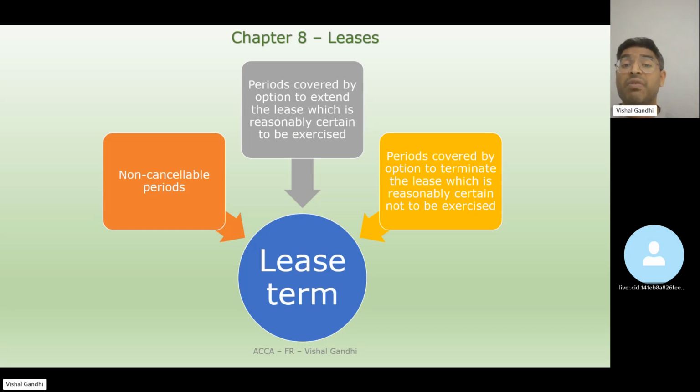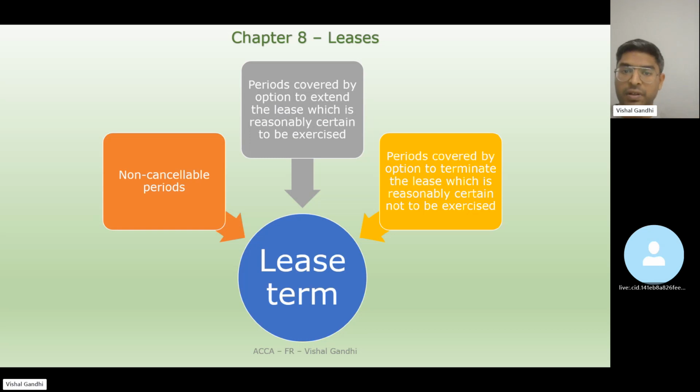Second, periods covered by an option to extend the lease, which is reasonably certain to be exercised. So there's an option in the lease agreement that the lessee can extend the lease for the next 2 years after the non-cancelable period. And if it is reasonably certain that this option will be exercised by the lessee, then that needs to be included in the lease term.